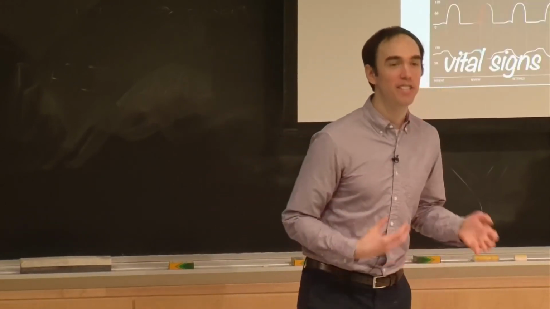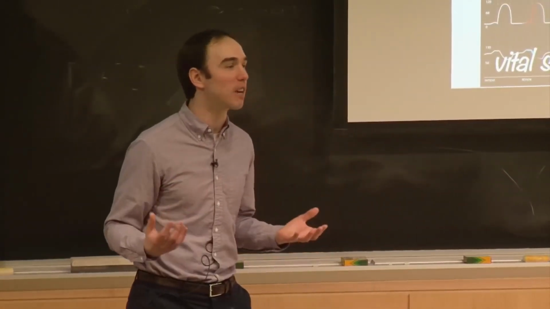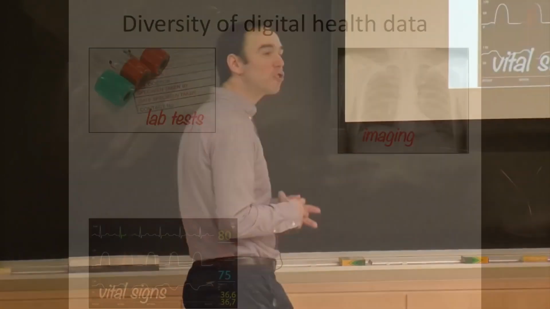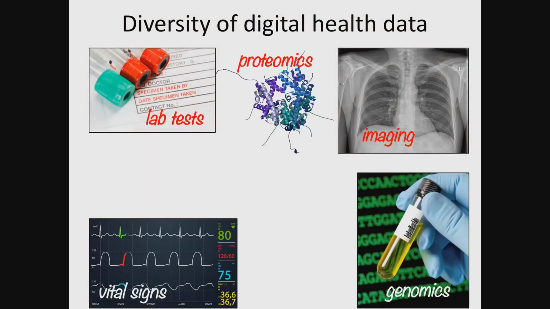So all sorts of different data is being created as a result of these trends that I've been mentioning. It ranges from unstructured data like clinical notes to imaging, lab tests, vital signs. Nowadays, what we used to think about just as clinical data has started to have a very tight tie to what we think about as biological data. So data from genomics and proteomics is starting to play a major role in both clinical research and clinical practice.